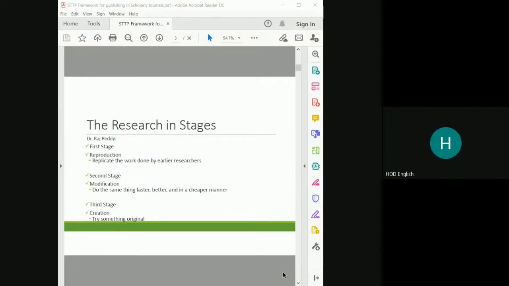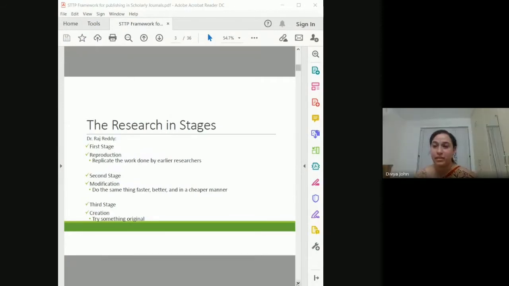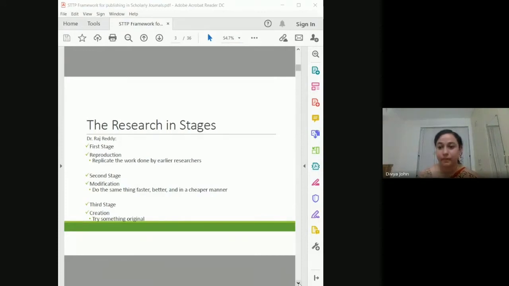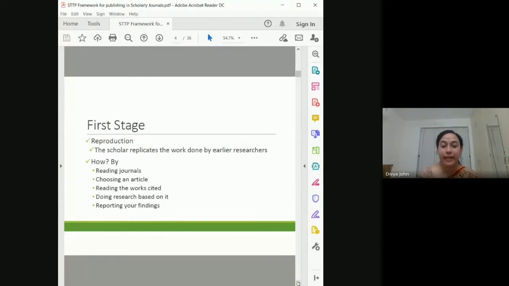Now, the third stage of research is where you think about something really original, come up with a creative idea, and then do the research from scratch. So we're going to deal with each stage in detail.